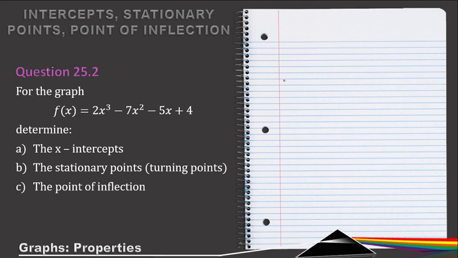Okay, now for question 25.2, we have the same question again, just another practice question. So to find the x-intercepts, remember we take our graph and we equal it to 0. Therefore, we have 2x to the power 3 minus 7x squared minus 5x plus 4 equals to 0. So at this stage, you type in plus and minus 1, plus and minus 2 until you get the factor or whatever equals to 0.